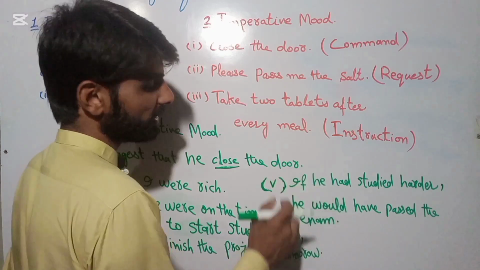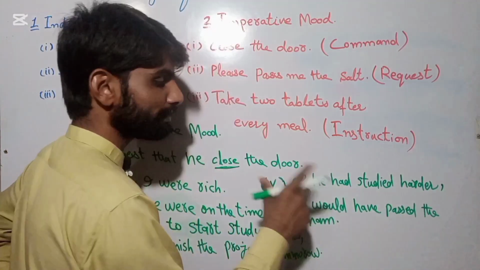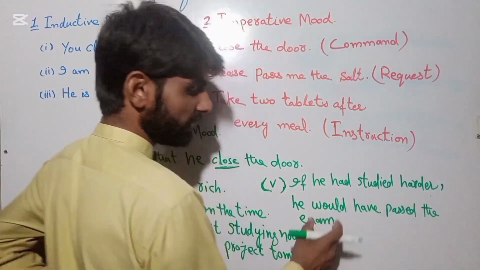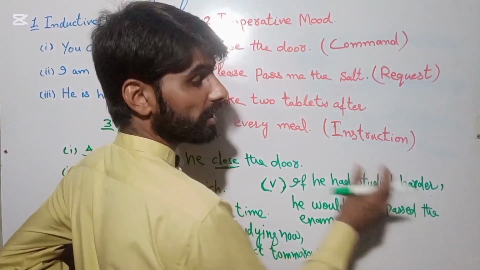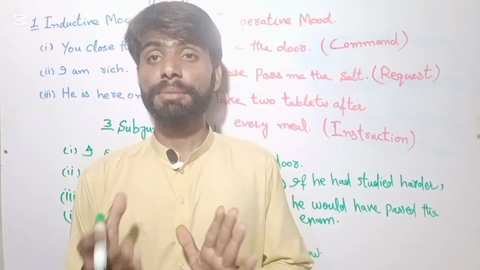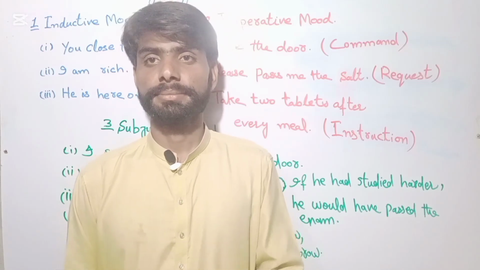And this is the third conditional, in which the first sentence is in the past perfect. In the second sentence we are using would have passed, right? Would have and the third form of the verb. So this is the third conditional. For a clearer understanding, let's see another example.